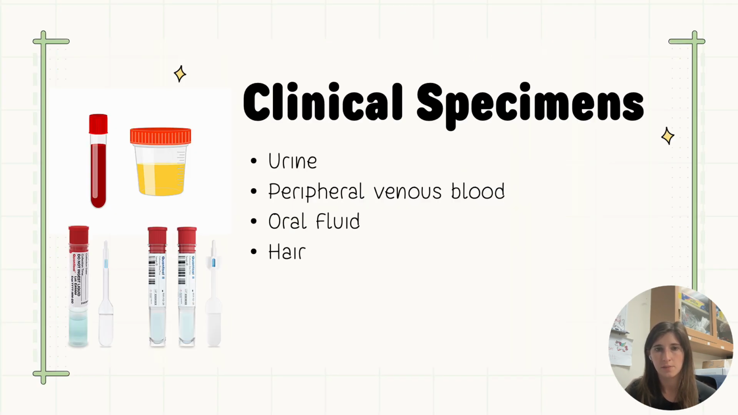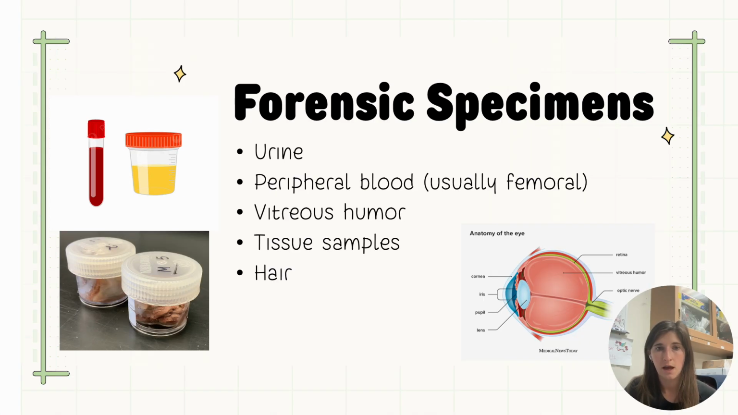Some common clinical samples are urine, peripheral venous blood, which is like the blood that's taken out of your arm during a blood test, oral fluid, and hair. And then some forensic samples we have, again, urine, peripheral blood, usually femoral blood, vitreous humor, which is located in the eye, tissue samples, so this might be liver samples, brain samples, and then we also have hair, which is not a postmortem sample. Vitreous humor and tissue samples tend to be postmortem. You're not really going to be testing those for drugs when people are alive. We would use an alternative matrix like urine or blood.